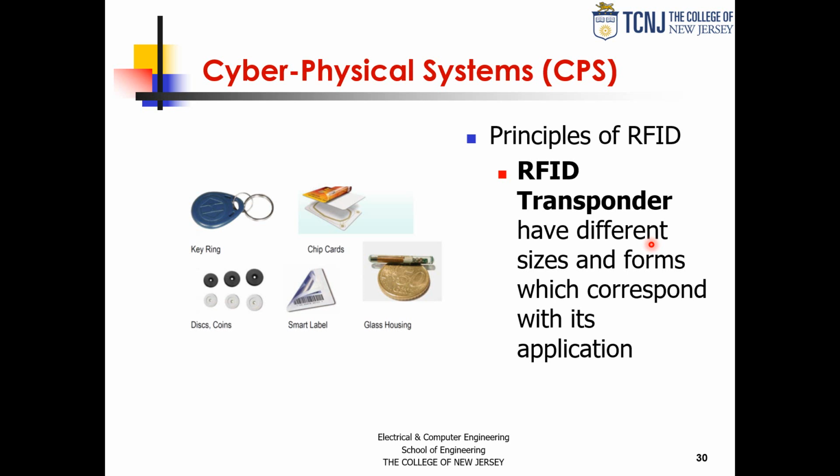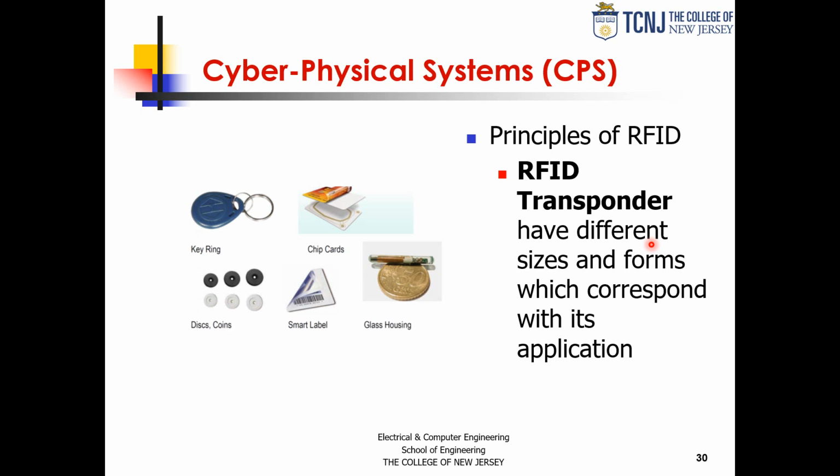Then you have the smart label. That's the one that is used for retail as well as library book control. And then you have different types of discs that you can use also for apparel, inventory control and pricing.